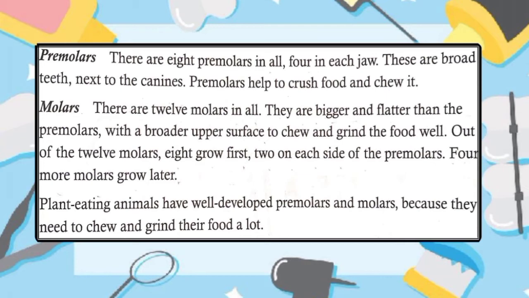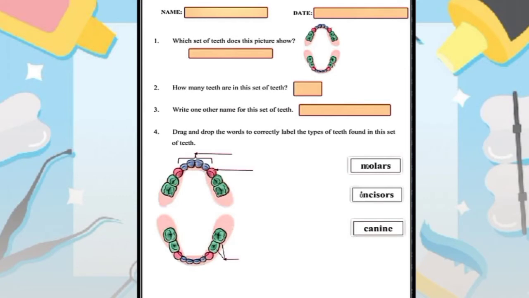So this is the function performed by molar teeth. Molars include 4 wisdom teeth, which are the last set of teeth to come in. They usually come in between the age of 17 and 25. Wisdom teeth are also called third molar. So now, after understanding sets of teeth and types of teeth, let's solve the worksheet.